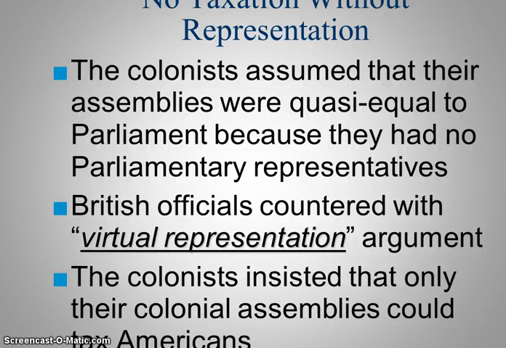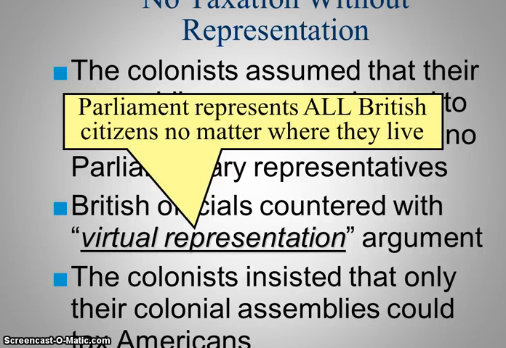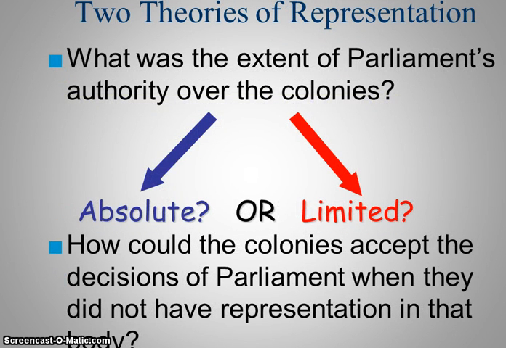British officials countered with the argument that they were virtually representing the colonists and keeping them in mind when they were making decisions. But the colonists continued to insist that it was only the colonial assemblies which could tax Americans. So this is where you get this idea of no taxation without representation. Parliament, under virtual representation, represents all British citizens no matter where they live. So you have two theories of representation that evolved.